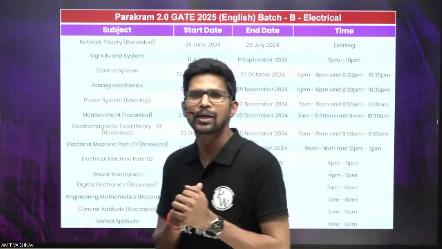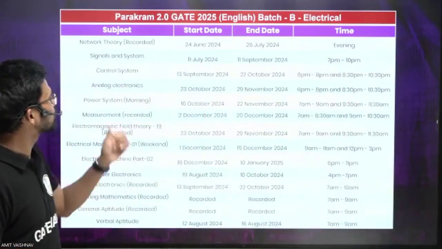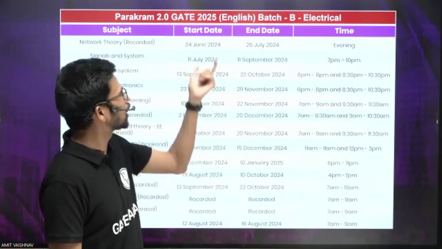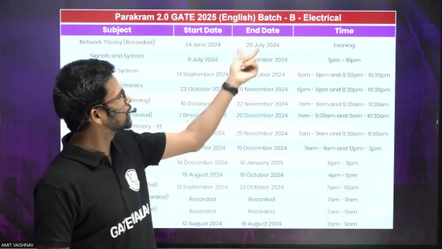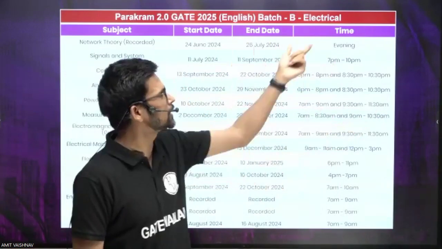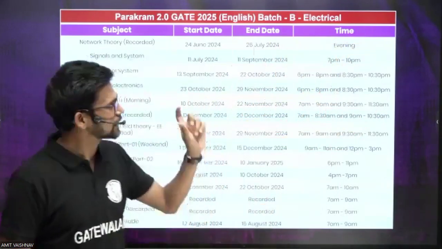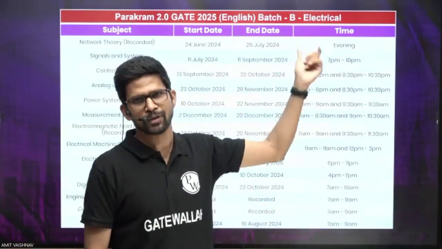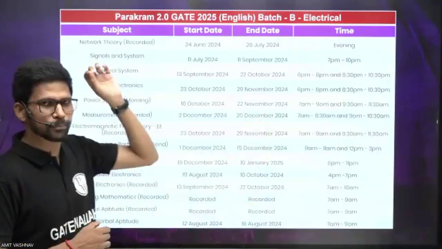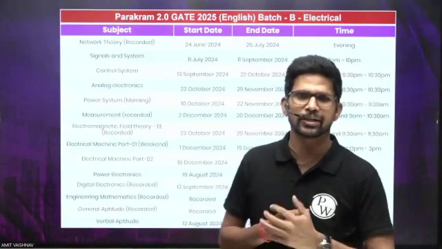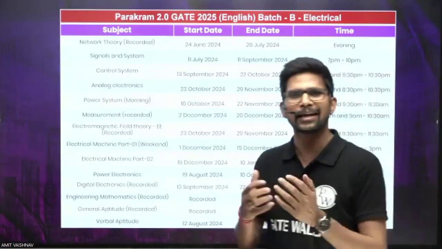Okay. So we are going to start with the first subject, that is network theory, on 24th June. And this will end on 26th July. And this will be in evening time. Okay. And timing will be mentioned when the batch will start. Okay. So this is the most fundamental and most important subject to start with in the electrical and electronics branch.